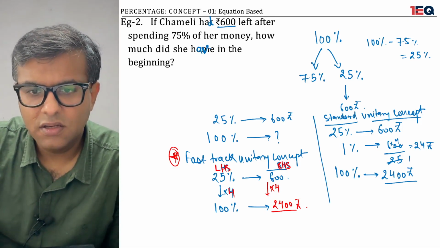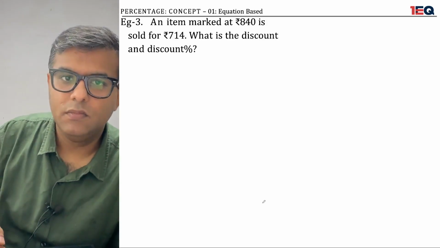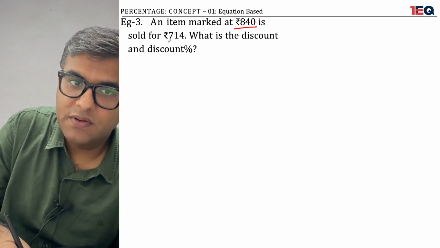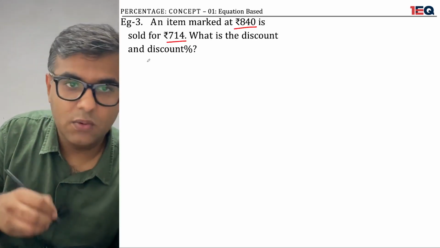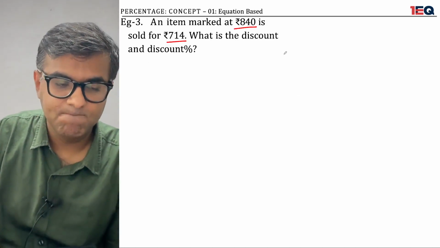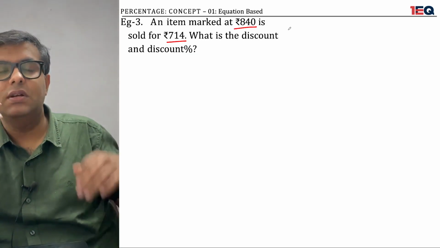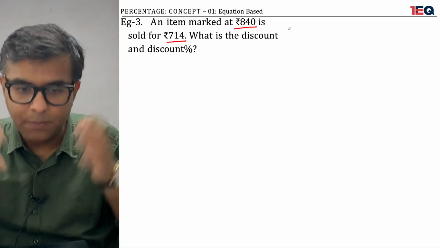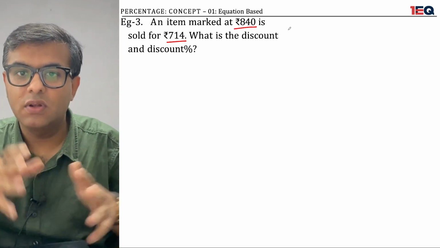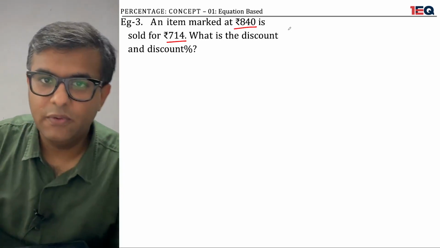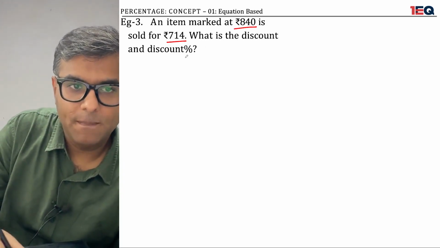Okay, an item is marked at 840 rupees. It is sold for 714. What is the discount and what is the discount percentage? Before talking about the discount and the discount percentage, I really want you to dig very deep into the concept of profit and loss, because this concept is definitely going to come to you some time or the other.